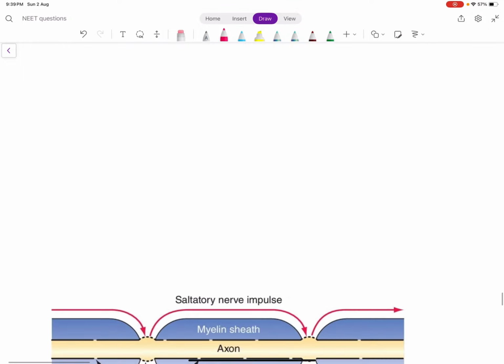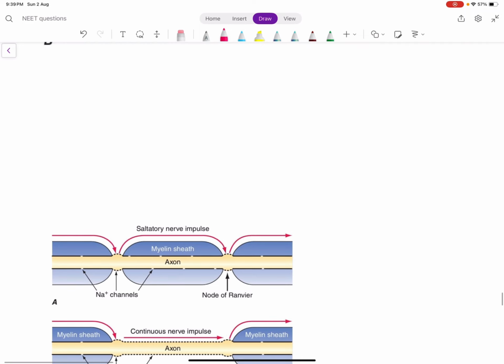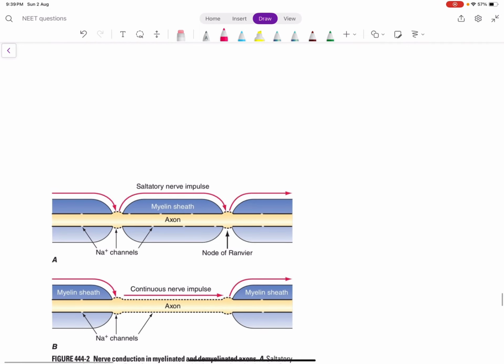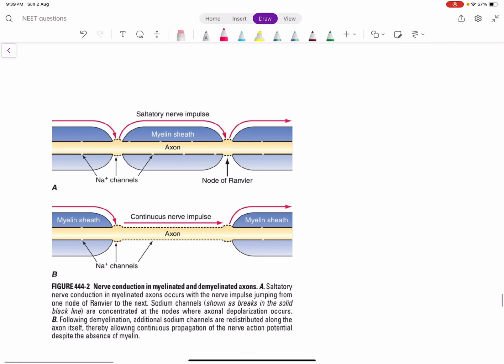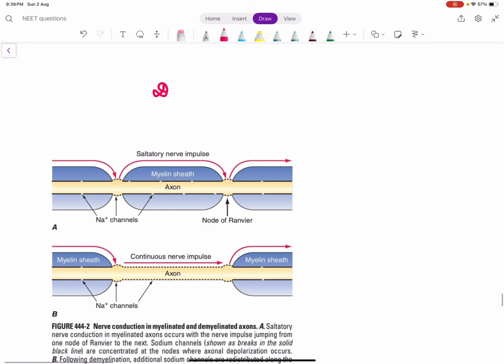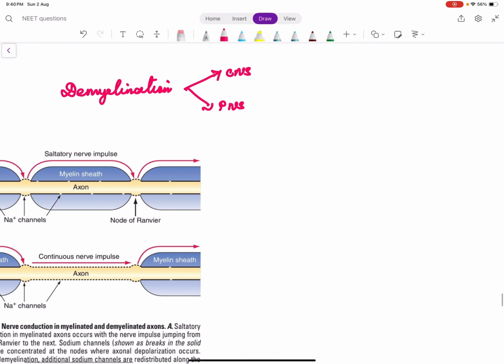Okay. So this finishes some images on head injury. Now we will come to another important disease aspect, which is demyelination. I'll tell you what is demyelination. Demyelination can occur in the CNS. It can occur in the peripheral nervous system.